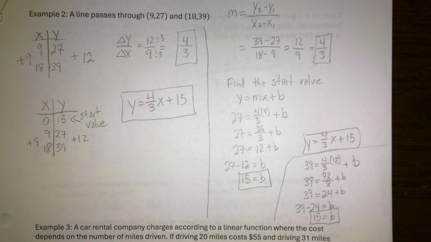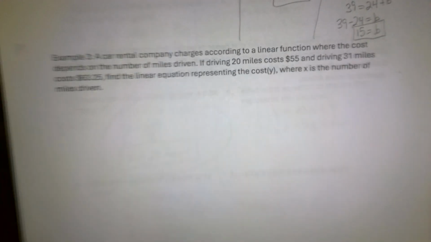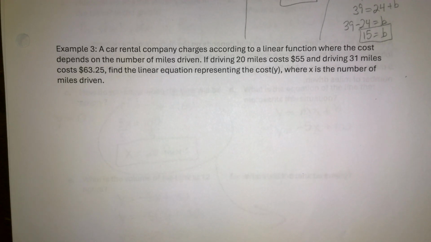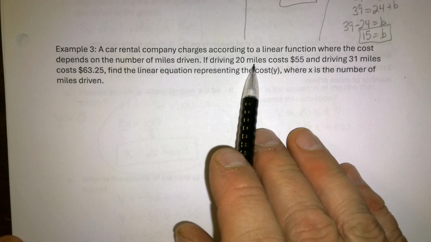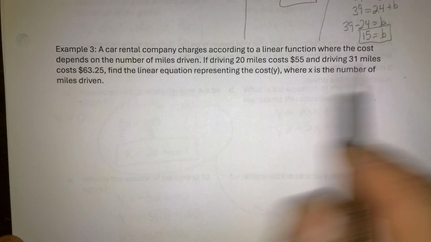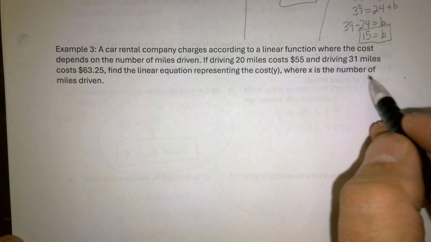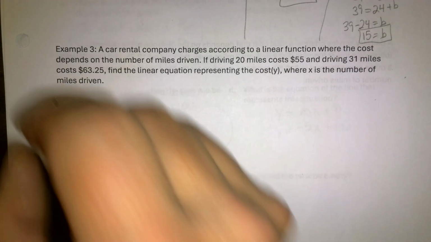All right, so let's apply this to a problem that is a little more real life. The other problem was just numbers, right? So now we're actually looking at a situation. We have a car rental company. They charge according to a linear function where the cost depends on the number of miles driven. If driving 20 miles costs $55 and driving 31 miles costs $63.25, find a linear equation representing the cost, y, where x is the number of miles driven. So cost is what y represents, and x represents the number of miles driven.